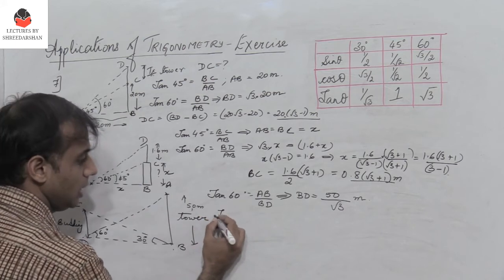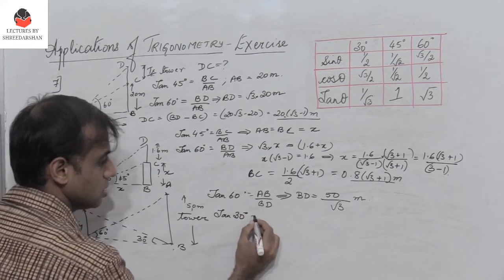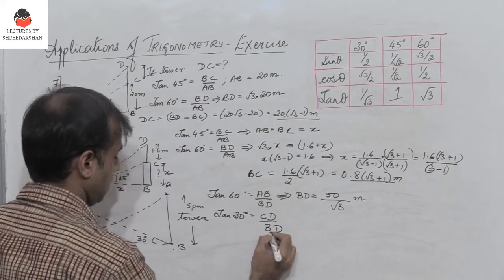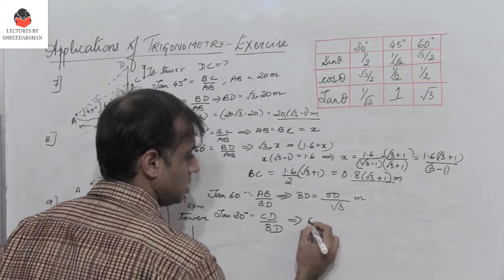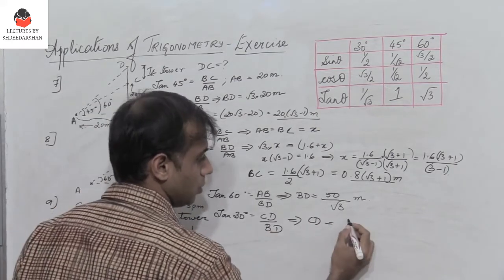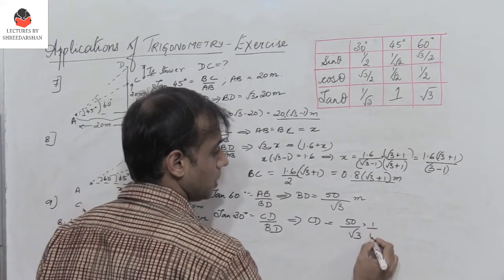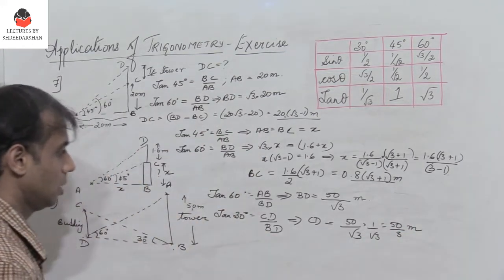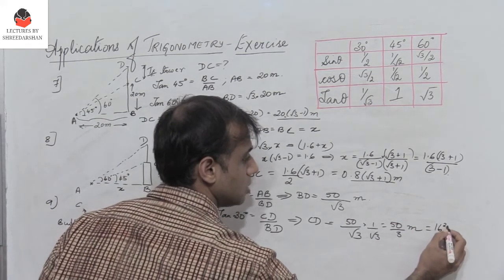Now let me apply tan 30. Tan 30 is the opposite side, which is CD, divided by BD. I need to find the height of the building, which is CD. So CD equals BD into tan 30, which is 50 divided by root 3 into 1 by root 3. So I have 50 divided by 3 meters. The height of the building is 50 divided by 3 meters, or if you divide, you get 16 2 by 3 meters.